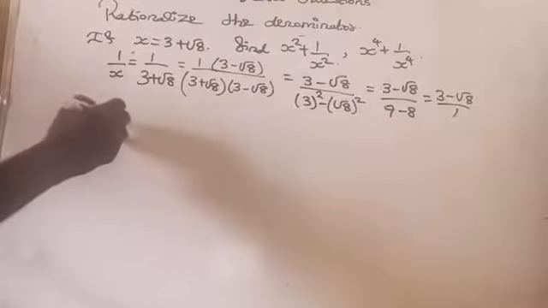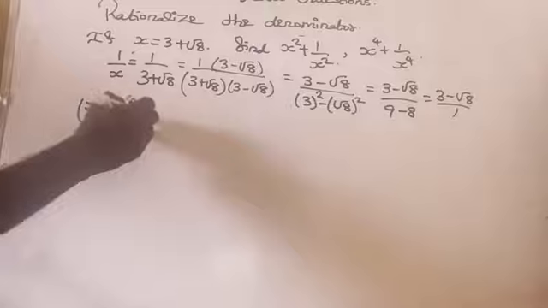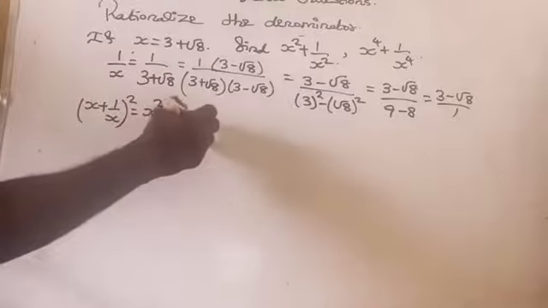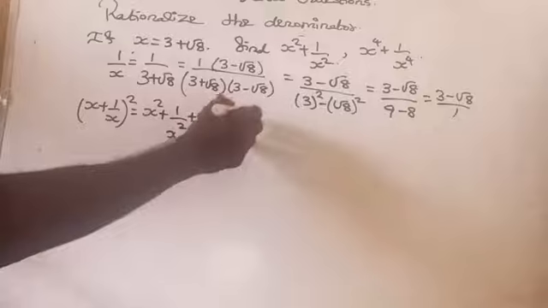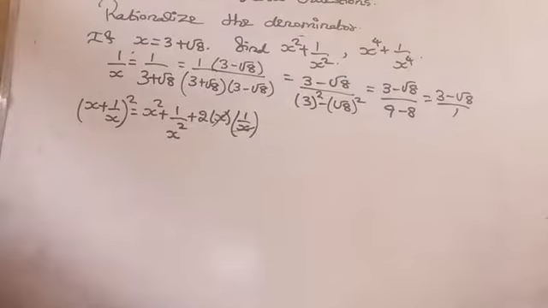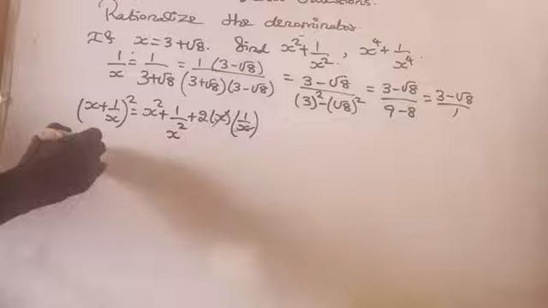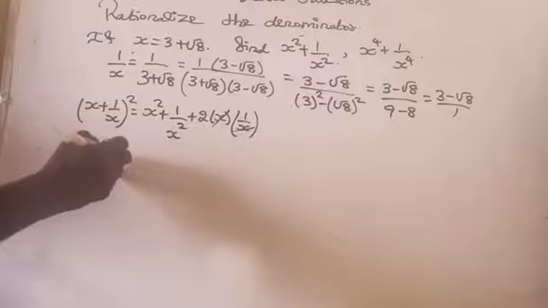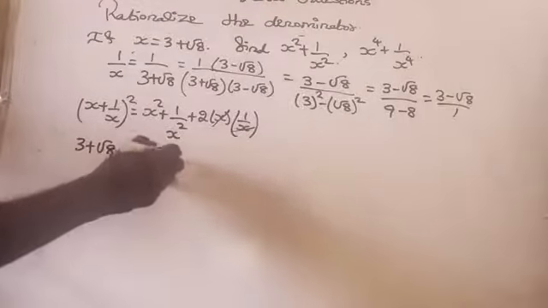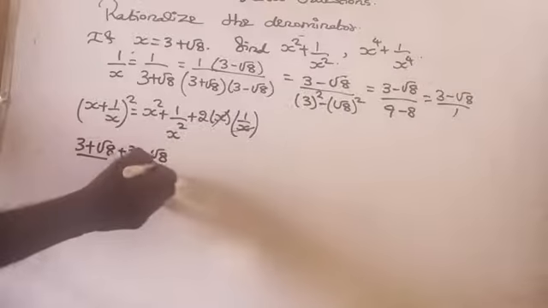Now x plus 1 by x the whole square you find. x plus 1 by x the whole square is equal to x square plus 1 by x square, that is a square plus b square plus 2 times of ab. a is x here, b is 1 by x here. Now x you can cancel here. Now the value of x is given as 3 plus root 8, and the value of 1 by x we found as 3 minus root 8. So 3 plus root 8, this is the value of x, this is the value of 1 by x.